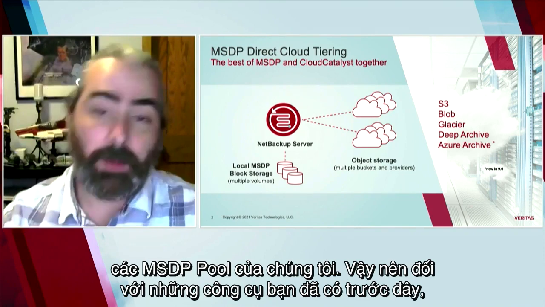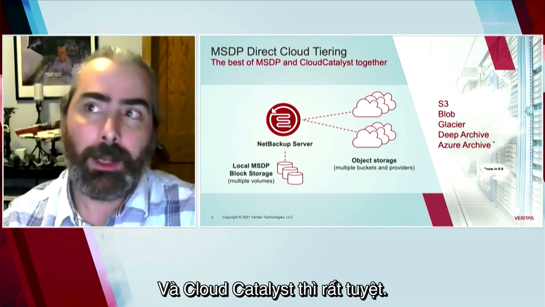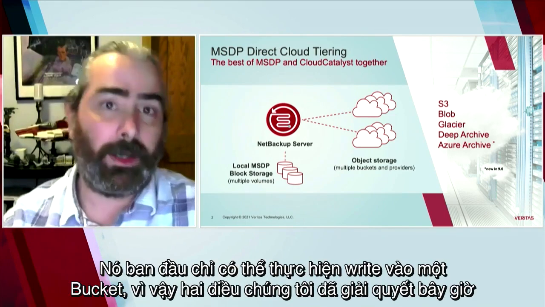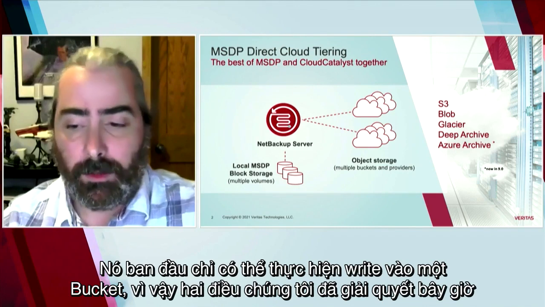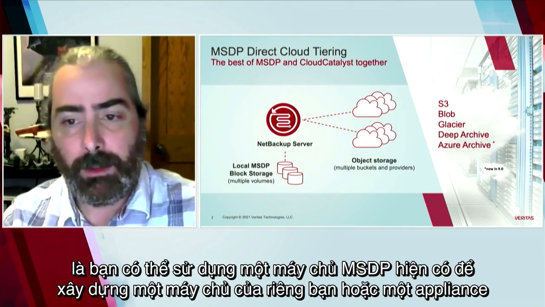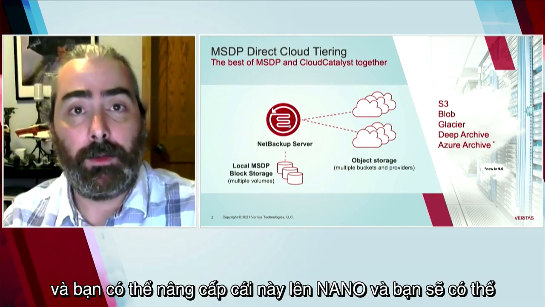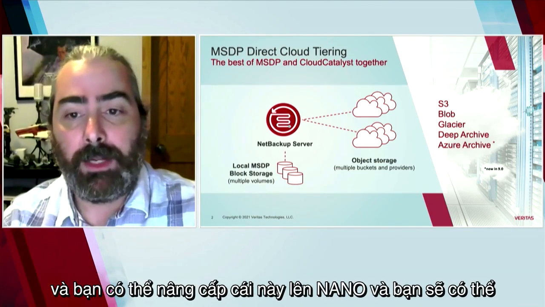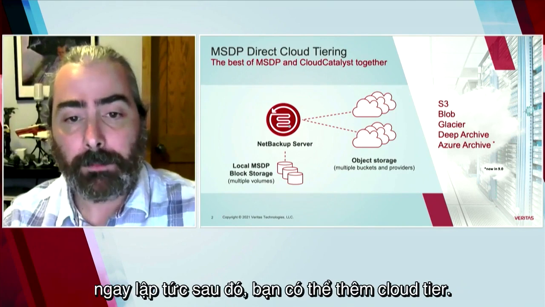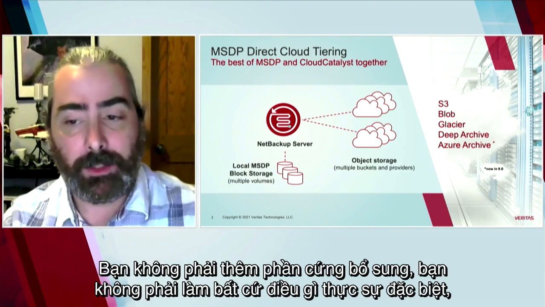So what you had before, the user experience, you would have to have a dedicated machine for Cloud Catalyst. And Cloud Catalyst, while it was great, it could only write to one bucket. So the two things we've solved now is you can take an existing MSDP server, build your own or an appliance, and you can upgrade this to 9.0, and immediately after that, you can add a cloud tier. You don't have to add additional hardware.